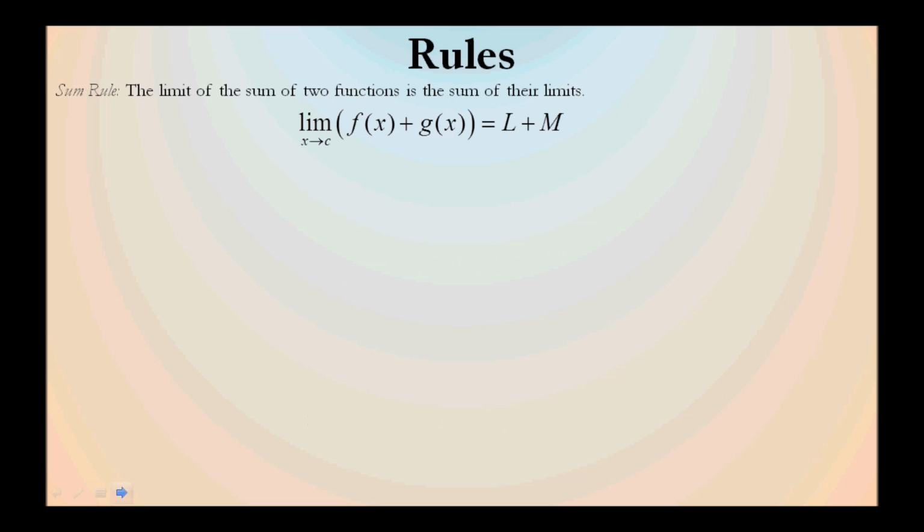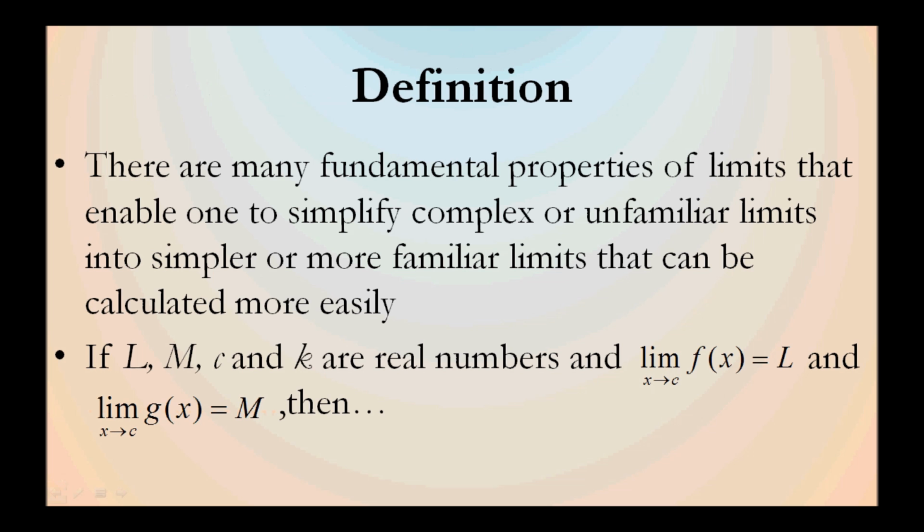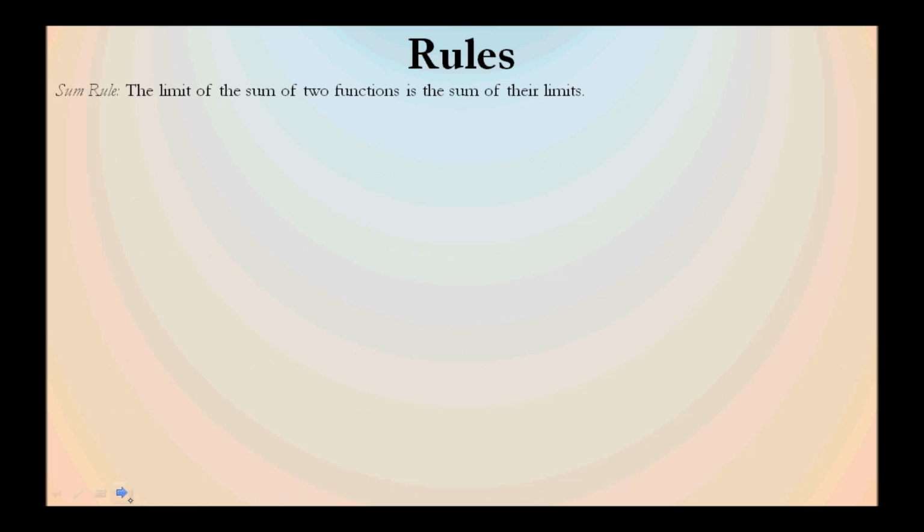The limit of the sum of two functions is the sum of their limits. Essentially, the limit of the quantity f of x plus g of x as x approaches c is equal to L plus M. So remember, L and M from this slide: the limit of f of x as x approaches c is L, and the limit of g of x as x approaches c is equal to M. So we can conclude that the limit of the quantity f of x plus g of x as x approaches c is equal to L plus M.